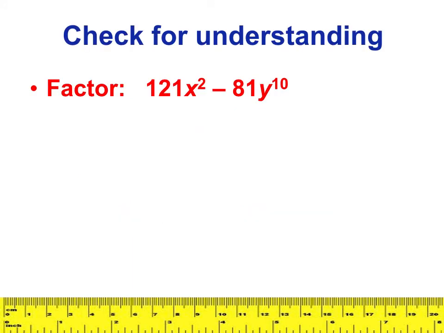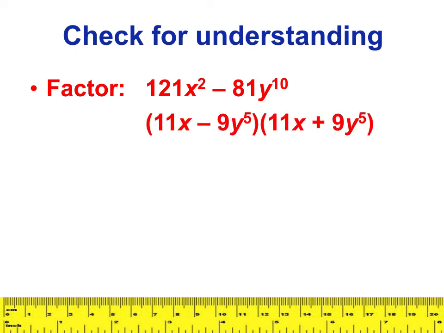Okay, so here's your little exit task. Just put the video on pause and double check when you're done that you have factored it correctly. So both of these terms are perfect squares, so I can use the difference of perfect squares technique to factor. I get 11x minus 9y to the 5th times 11x plus 9y to the 5th.